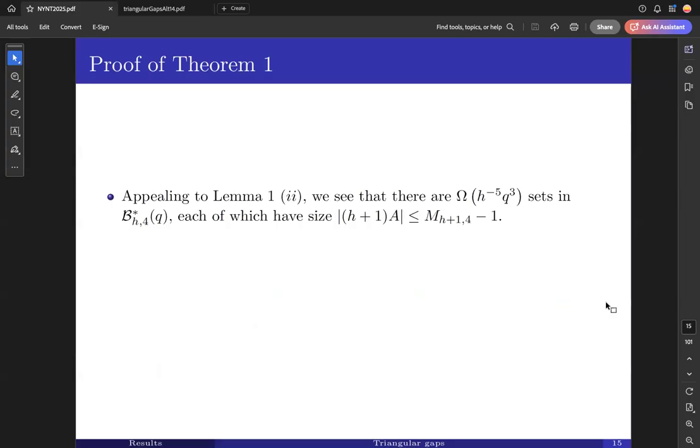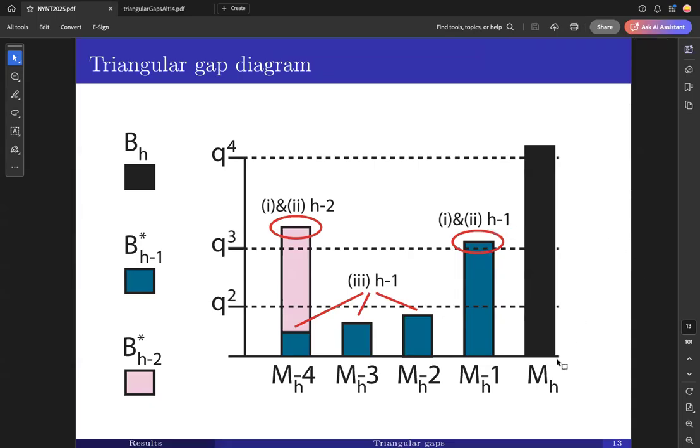Now appealing to lemma 1 part 2, this is where I'm going to get that lower bound. I'm claiming that in b sub h star, there are at least q cubed over h to the 5th sets. Again, I haven't proved lemma 1 part 2. I'm just appealing to it. And each of these will have size smaller than the maximum minus 1. So what have we done so far? Go back to the diagram. We've shown that for b sub h plus 1, this part is q to the 4th. And now we've shown this part is at least q cubed and at most q cubed.